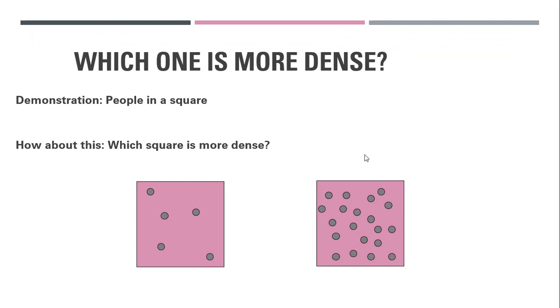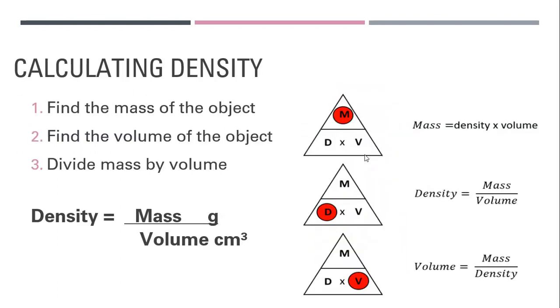So which one is more dense? From the squares, as you can see here, both squares are of the same volume, right? But the one on the right hand side has more particles than the one on the left hand side. Since it has more particles, this means that it has more mass, and the higher the mass, the higher the density. Again, when the mass increases, the density also increases. You can easily memorize this rule in order to do any calculations regarding the density.